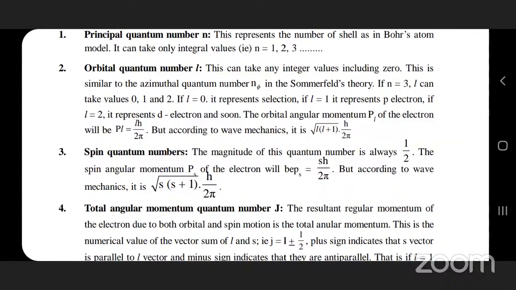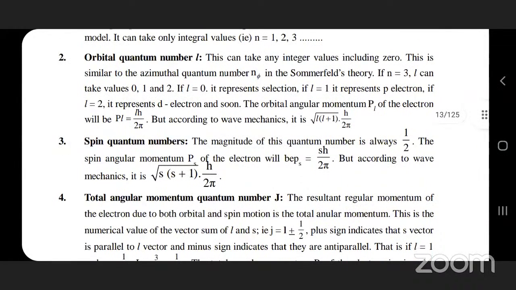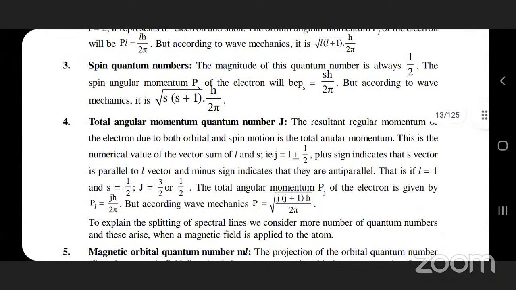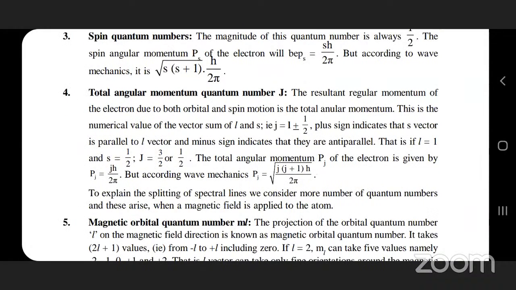Next, spin quantum numbers. This is also equal to the square root of s into s plus 1, into h cross or h by 2 pi. Next, what is the total angular momentum that is to be considered here, the J value? So the orbital as well as the spin motion together give the total angular momentum. So J equals L plus S, and that should be considered here, right? Square root of J into J plus 1 into h cross.